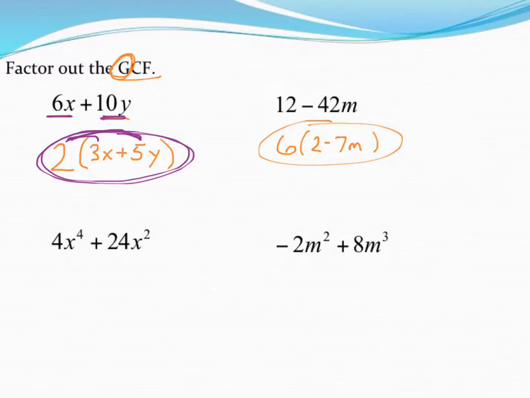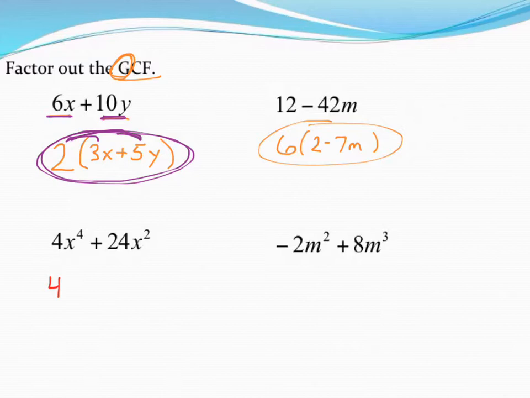I'll just keep going. 4x to the 4th plus 24x squared. The biggest number that both terms have in common is a 4. Once again, don't be tempted to take a 2 out. It's true that you could divide both 4 and 24 by 2, but that's not the greatest number you could take out, so you will not have factored completely.